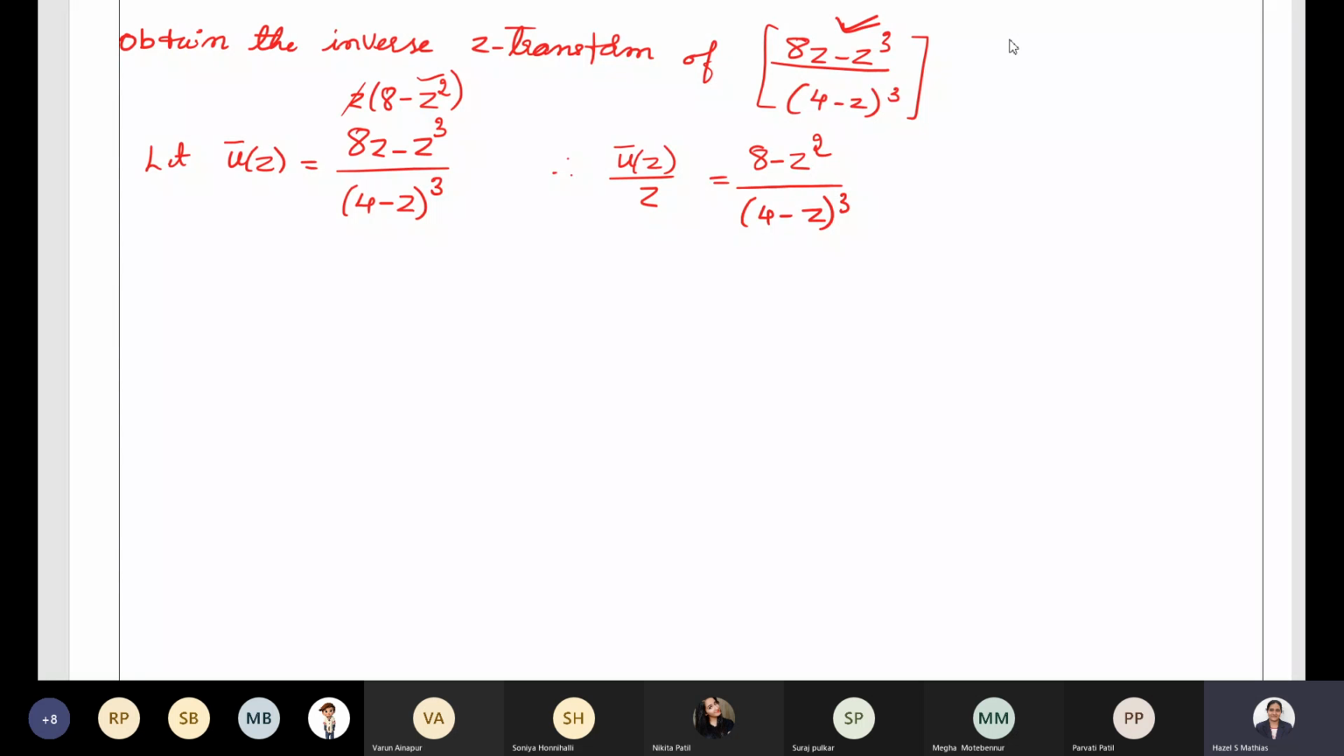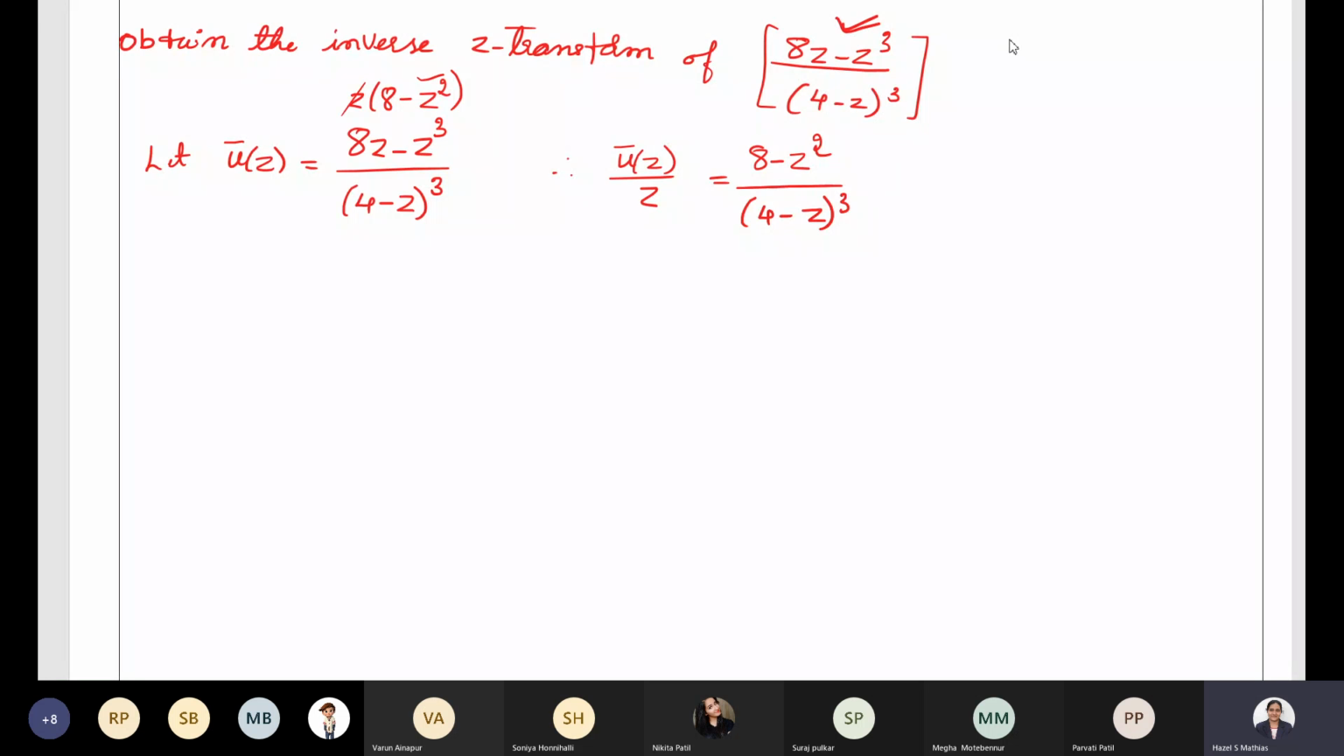Am I correct? Is it okay? Yes or no? Or does anybody have any other idea how to solve this? Anybody can tell me how we can solve this? Any other idea? If you can tell me something which is better than that or which can be easily solved. Shall we do it? Yes or no? Yes, ma'am. Okay.